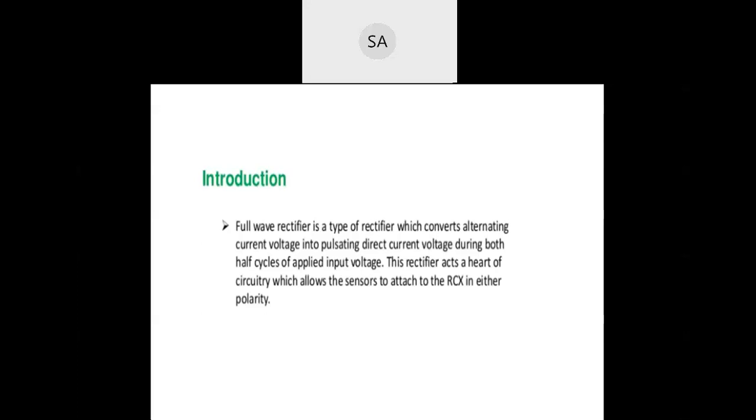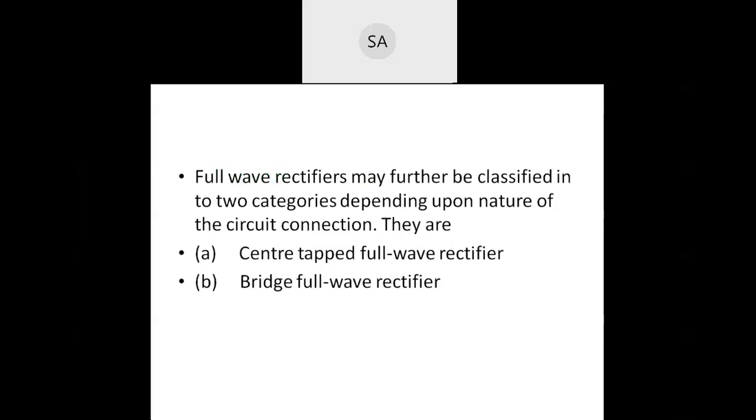This rectifier acts as the heart of the circuitry which allows the sensors to be attached in either polarity. Full wave rectifiers may further be classified into two categories depending upon the nature of the circuit connections. They are center tapped full wave rectifiers and bridge full wave rectifiers. These are the two types of full wave rectifiers depending on the construction or the circuit connections.